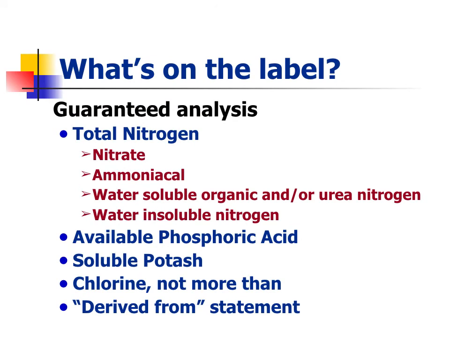All right, what's on the label? You always have a guaranteed analysis. The total amount of nitrogen. Nitrogen can come in several forms: a nitrate nitrogen and ammonia-like is just a way to remember it. And it may be water-soluble organic and or urea nitrogen. Or it may be water-insoluble nitrogen.